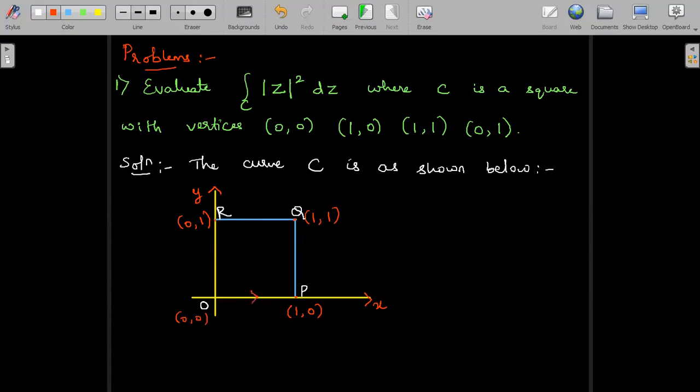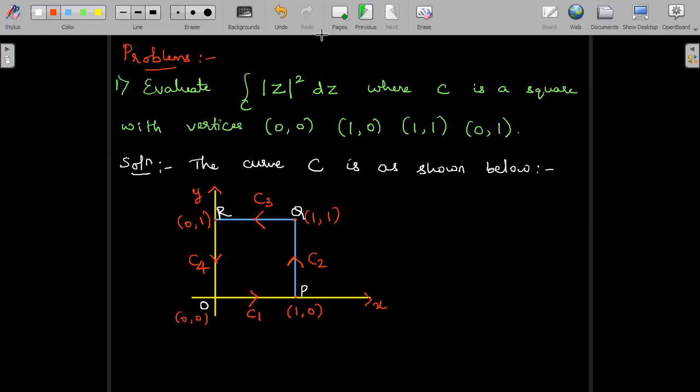So I'll just denote this by the curve C1, and then P to Q I am moving, which is curve C2. Then I traverse from Q to R, which is denoted by curve C3. And then lastly from R to O, denoted by the curve C4. Okay. Now mod z the whole square.